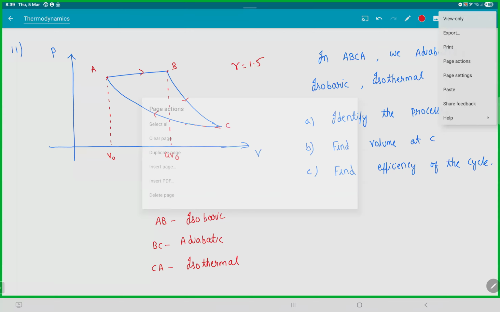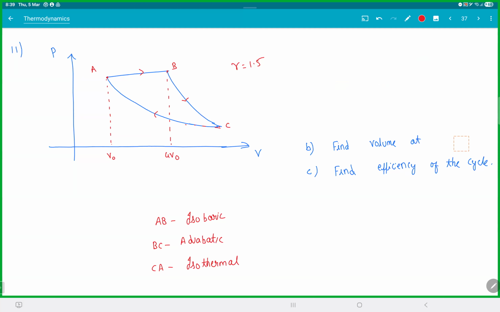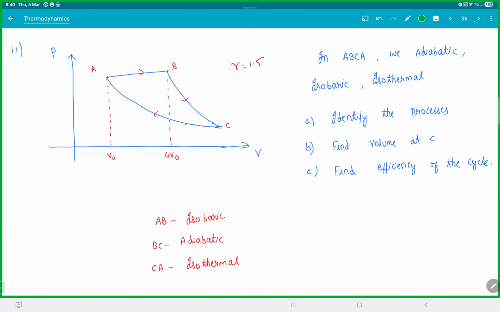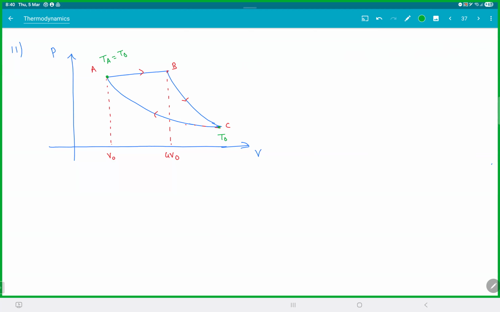Now see, one thing I'll tell you. Generally, whenever they ask efficiency, if we can get everything in terms of temperature at A, temperature at B, and temperature at C, basically you can calculate most of the stuff. So let's start like this. Let the temperature at A be T naught. Now, if the temperature at A is T naught, what is the temperature at C? That is also T naught, isn't it? Why? Because AC is isothermal.